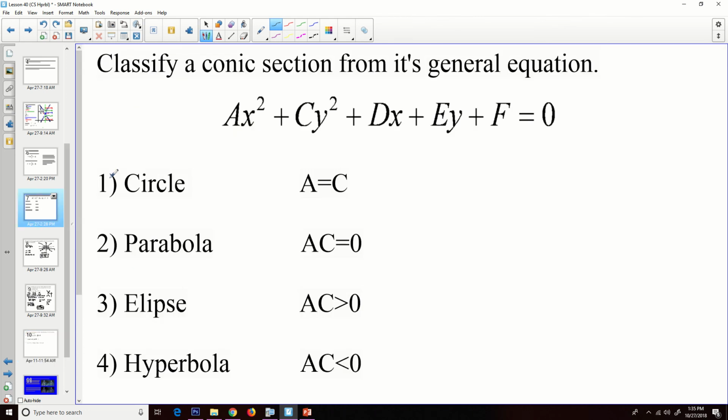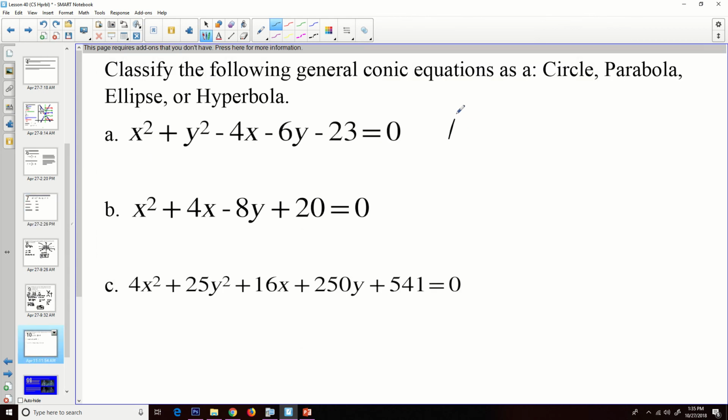Classify the general conic sections as a circle, parabola, ellipse, or hyperbola. So we're going back to this list, to this side. And so when I look at this thing here, I've got an a value equal to 1. The value in front of the x squared is 1. The value in front of the y squared is not b, it is c. And c is equal to 1, so ac, or a is definitely equal to 1. This is a circle.